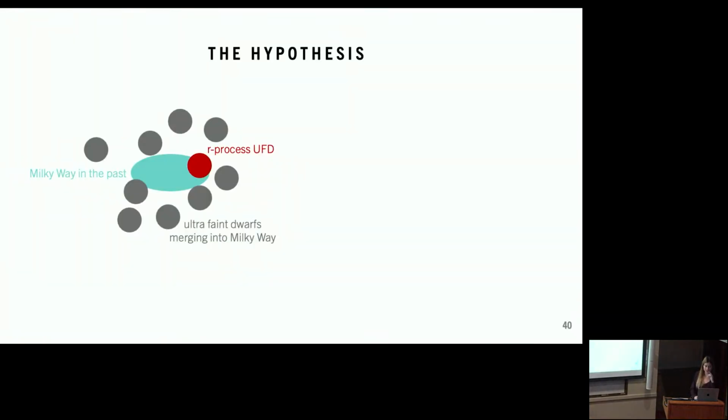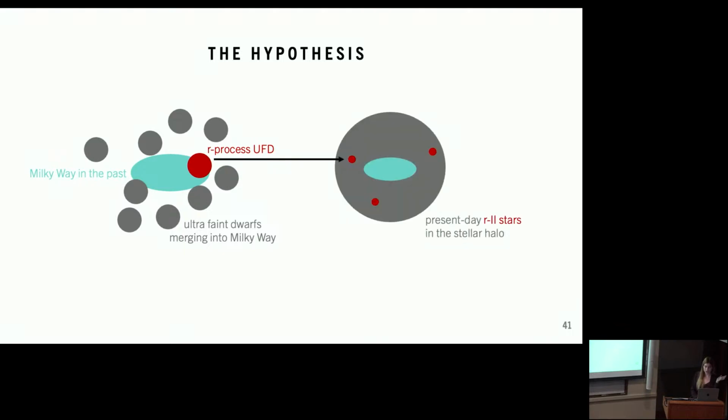So this is just the hypothesis to sum it up. We have the Milky Way sometime in the past, a bunch of small ultrafaint dwarf galaxies merging into it. Some fraction of them have had an R process event occur and are now very strongly enriched. If this is true, then we could track this to present day, and we could identify these R2 stars, which are just stars with a lot of R process, in the stellar halo today, and we could observe this and learn about the past, both about the number and types of ultrafaint dwarfs, about the rate of enrichment, and it could be a way of identifying stars from these tiny galaxies.